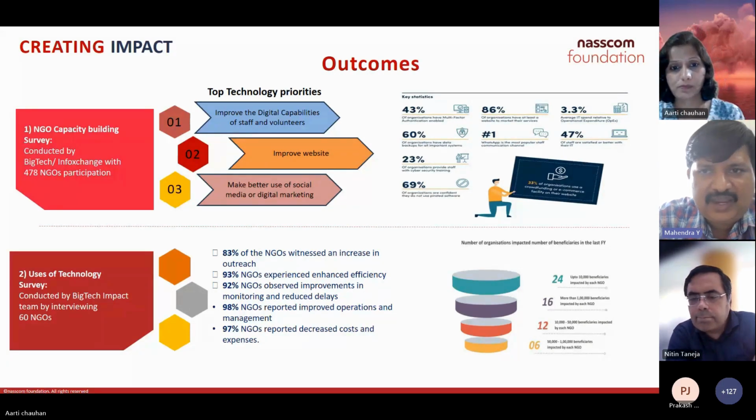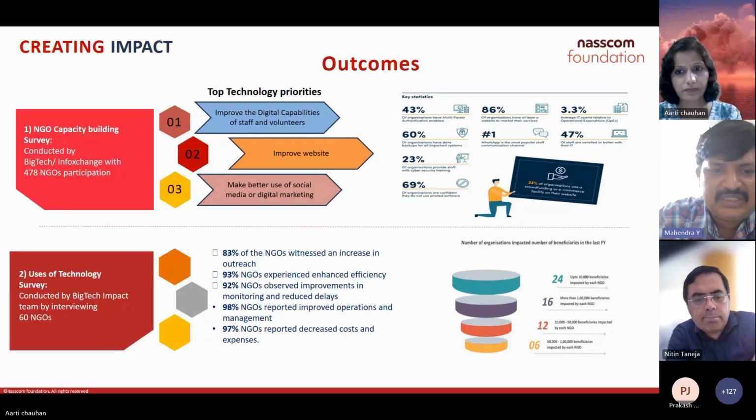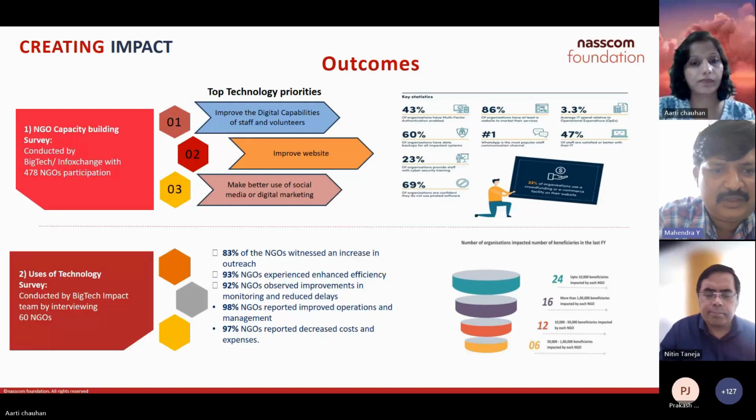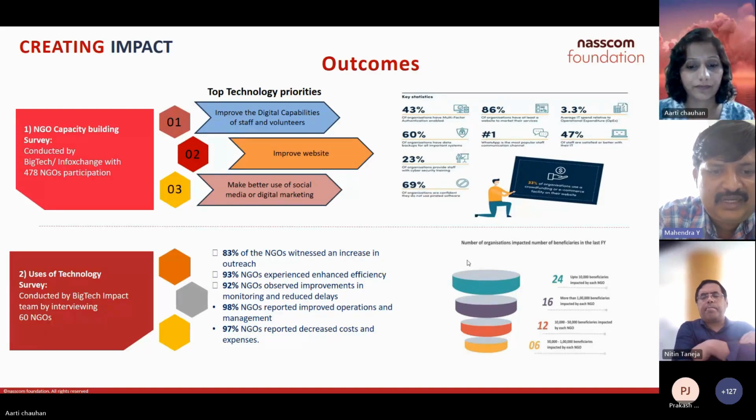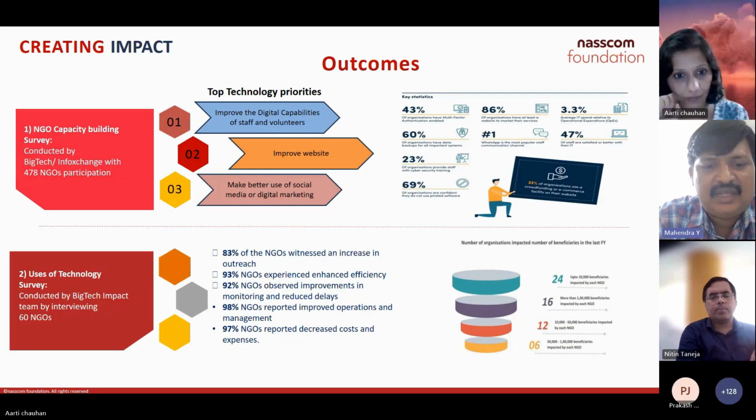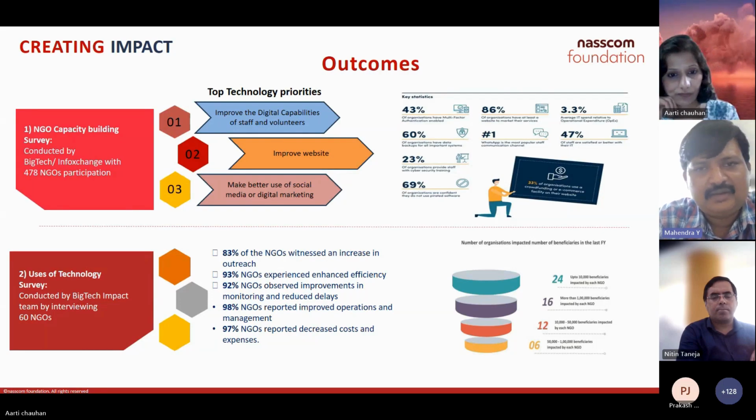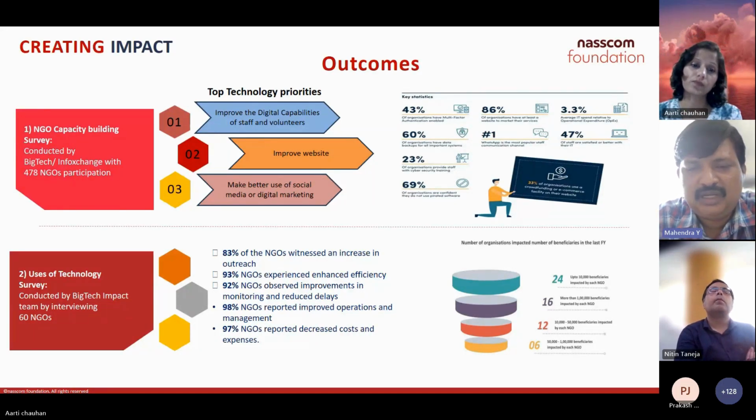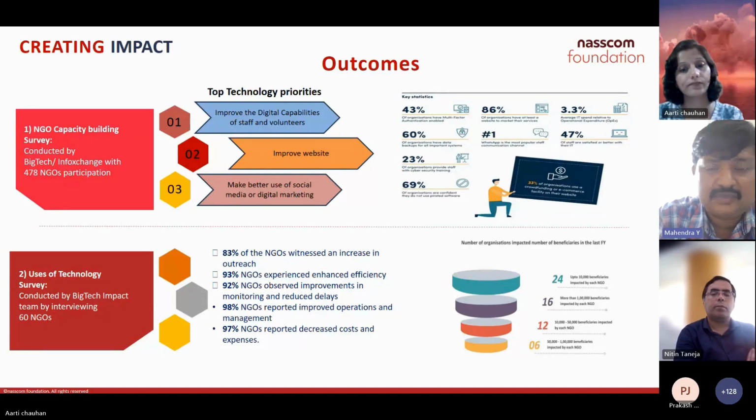Some of the key facts which came out: 83% of the NGOs have witnessed an increase in outreach because they came to the Big Tech program, 98% of the NGOs reported improved operations and management, and 97% have reported decreased costs and expenses, which is very important because a lot of NGOs definitely look at reducing their expenses, right? So 97% of them said that because they came to BigTech, they have saved, which is very promising for us.